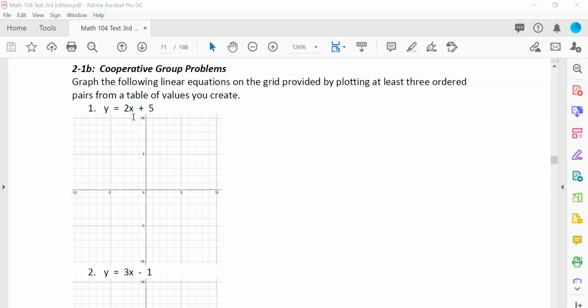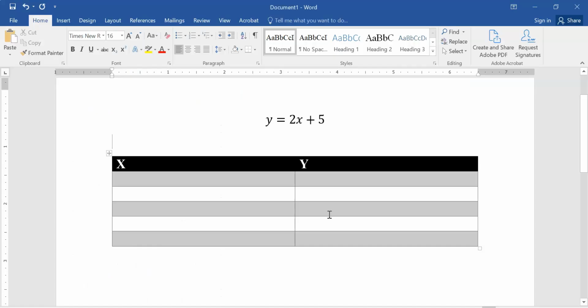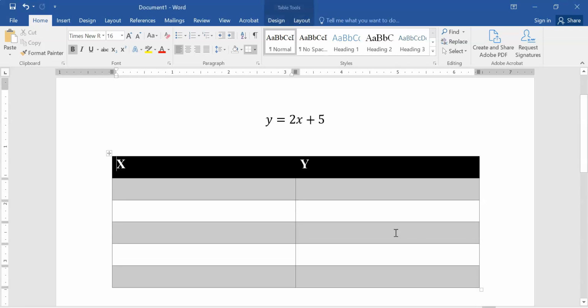The first thing we want to do before we actually turn to the graph is create a table. We're going to create a table with an x and a y. I've created kind of a fancy one here because it's a little bit easier to do with a Word document. But we have x's and y's. And we're just going to pick some values for x to plug in. Maybe I plug in a -2 and a -1 and maybe a 0 and maybe a 1 and maybe a 2. All right, so different values for x.